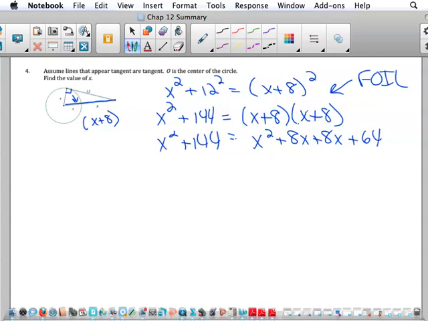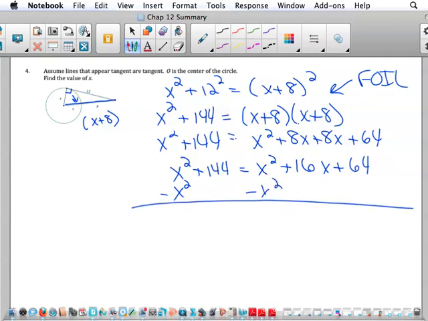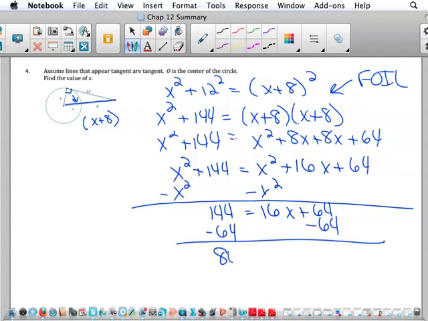And on the right, combine like terms. So you have x squared plus 144 equals x squared plus 16x plus 64. Now you can subtract x squared from both sides, and they will cancel. Then you have 144 is equal to 16x plus 64. Subtract 64 from both sides, and you'll get that 16x is equal to 80. So x is equal to 5. So the length of the radius of the circle is 5 units.